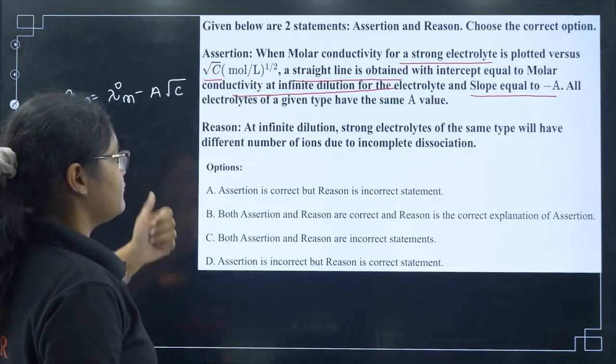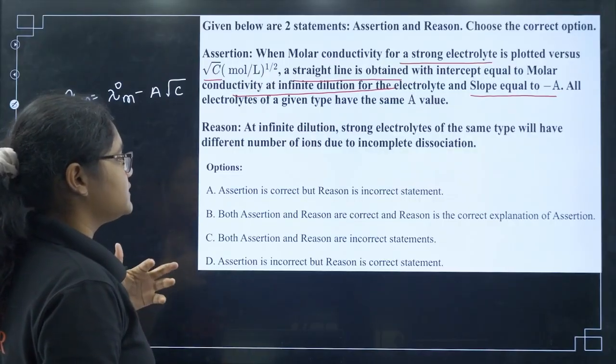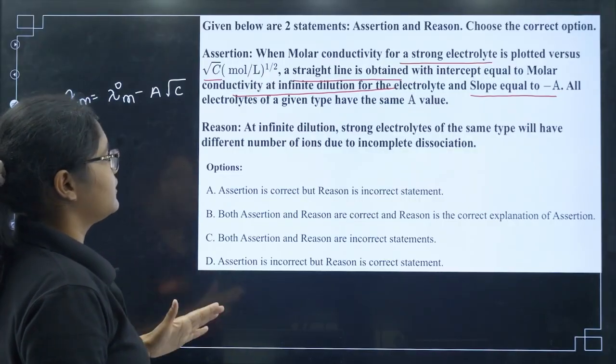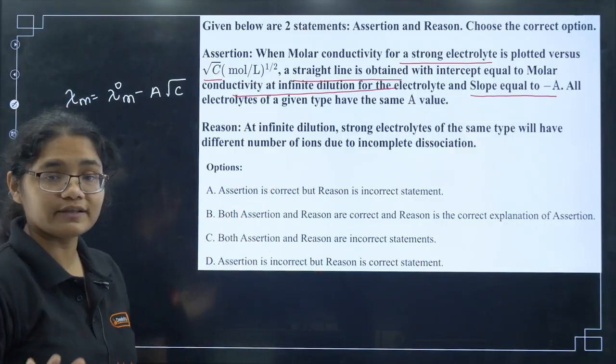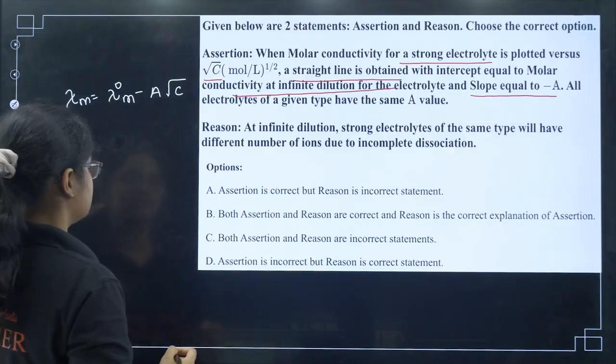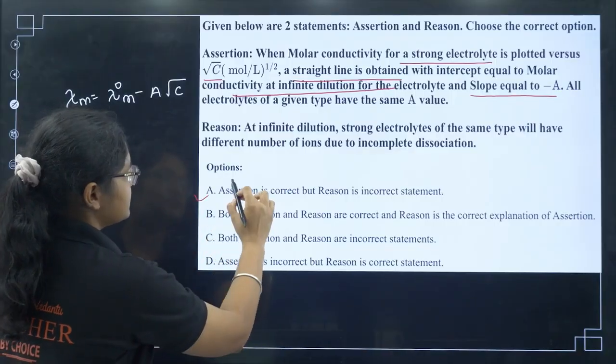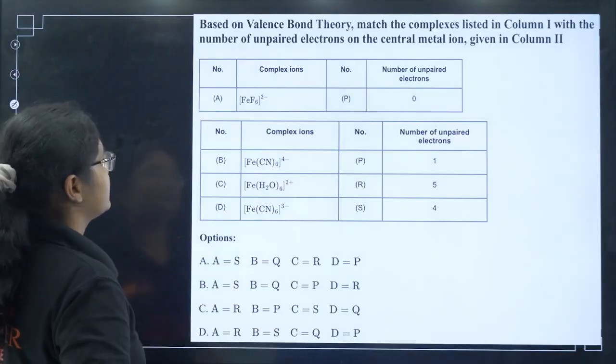This is correct. Now, at infinite dilution, the strong electrolytes of the same type will have a different number of ions due to incomplete dissociation. That is wrong. Strong electrolytes always have complete dissociation. So, the correct answer is: assertion is correct, but reason is an incorrect statement.